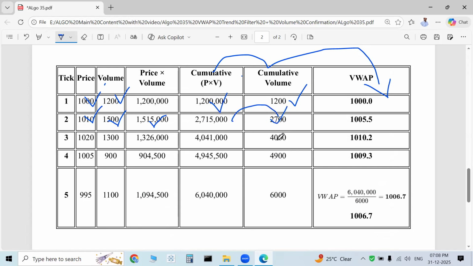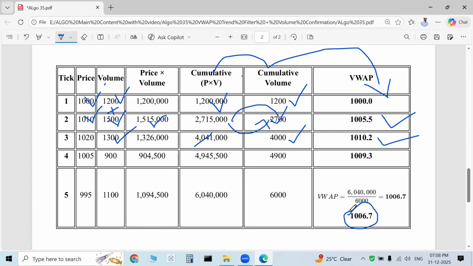Now how has this 2700 come? 1200 plus 1500 is 2700. Again divide this with 2700, we get the new VWAP. And now the volume is 1300. So 2700 plus 1300, 4000. Divide this value. So we are going to get the new VWAP. And likewise, we are going to get the VWAP after 4-5 cycles.